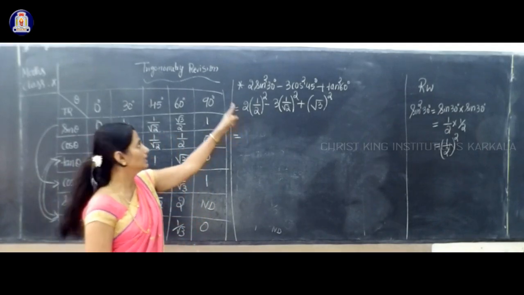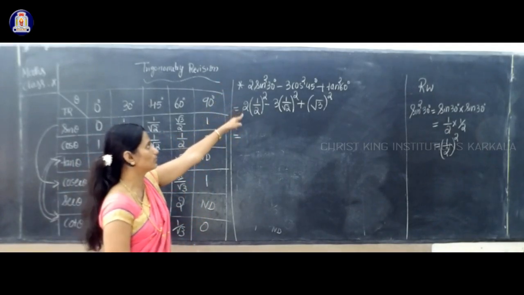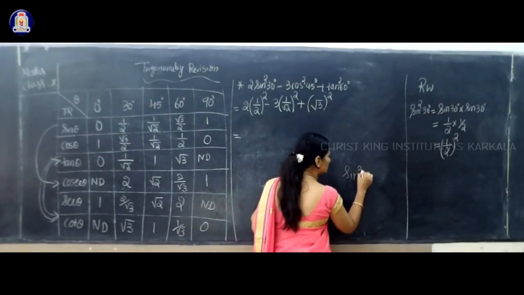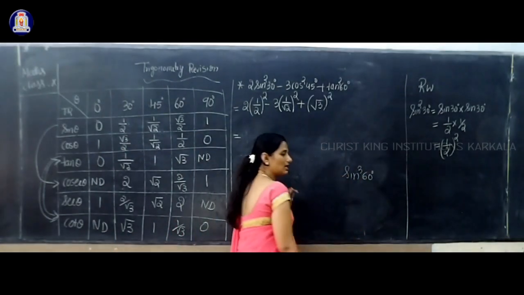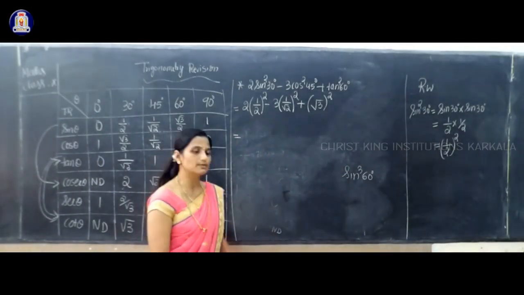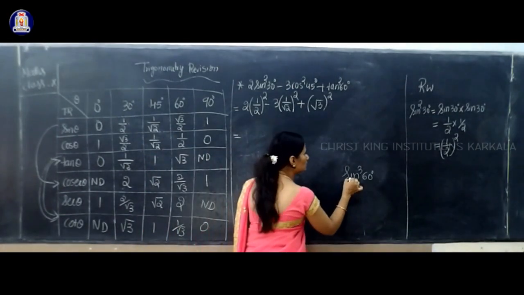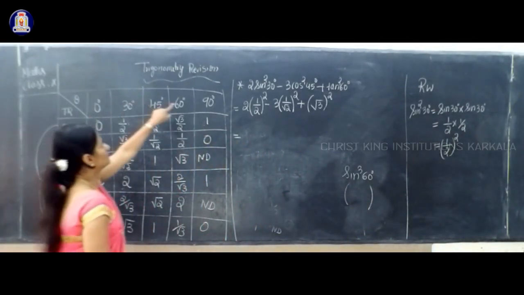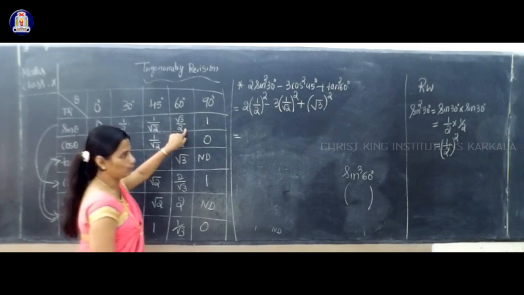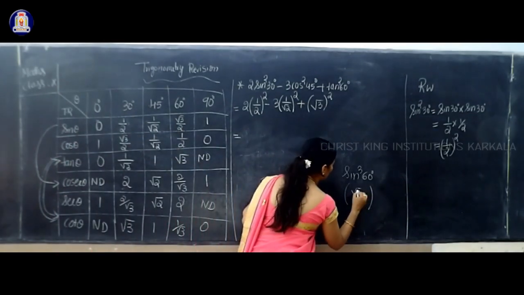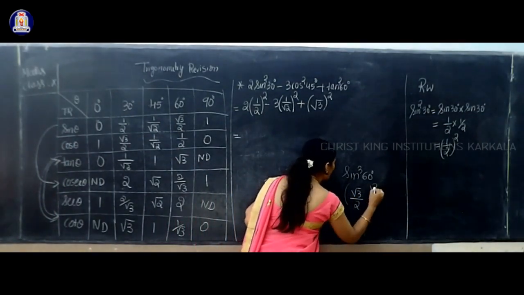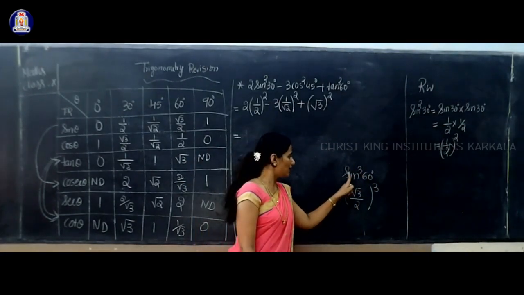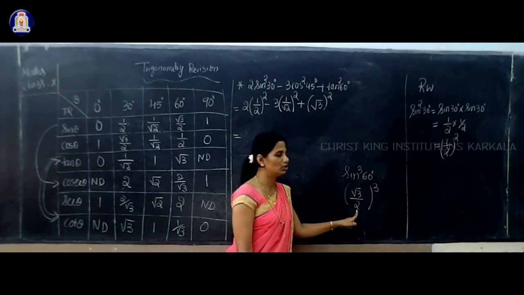Understood now substitution? So if it is a square, it is 1 by 2 square. Suppose it is sin cube 60. How to substitute the value? First substitute sin 60. What is the value of sin 60? Sin 60 is root 3 by 2. So it is root 3 divided by 2 whole cube.